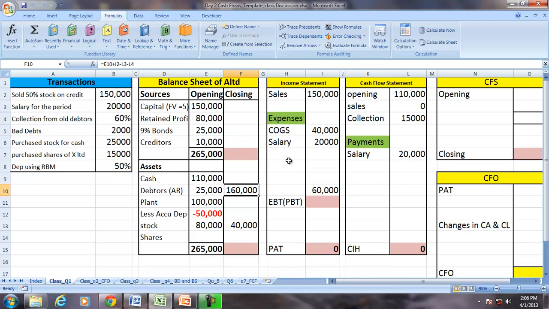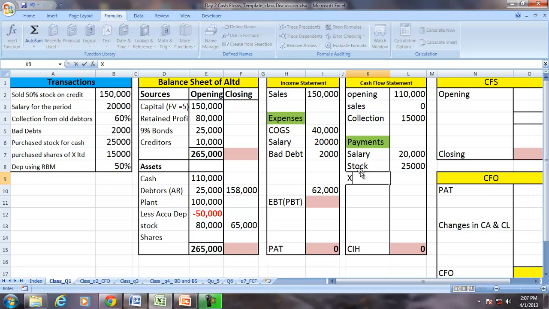And a bad debt is a loss due to the insolvency of the debtor, so 2,000, and it is not a cash inflow but a reduction in the accounts receivable. Purchase stock for cash, so inventory purchased, 25,000. It's not an expense but acquisition of an asset, in this case the inventory. We can also see the change in the stock over this period: opening stock plus purchases minus COGS is the closing stock.